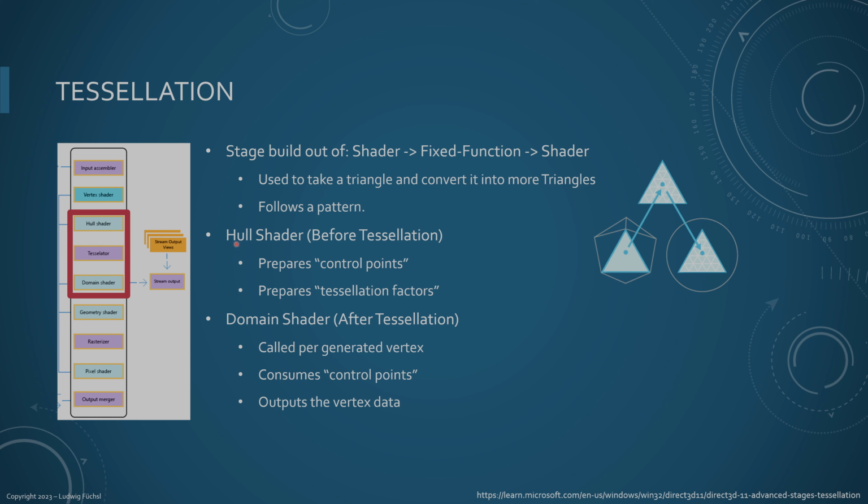Now, the general idea is that the hull shader is executed before the tessellation, and the job of the hull shader is to prepare the data for the tessellator. So in general, what it does is prepare something called control points. Control points are points placed onto the triangle. So you can see, for example, that one is a control point, and the control point is passed through the tessellator and comes out as a simple control point as it is after the tessellation.